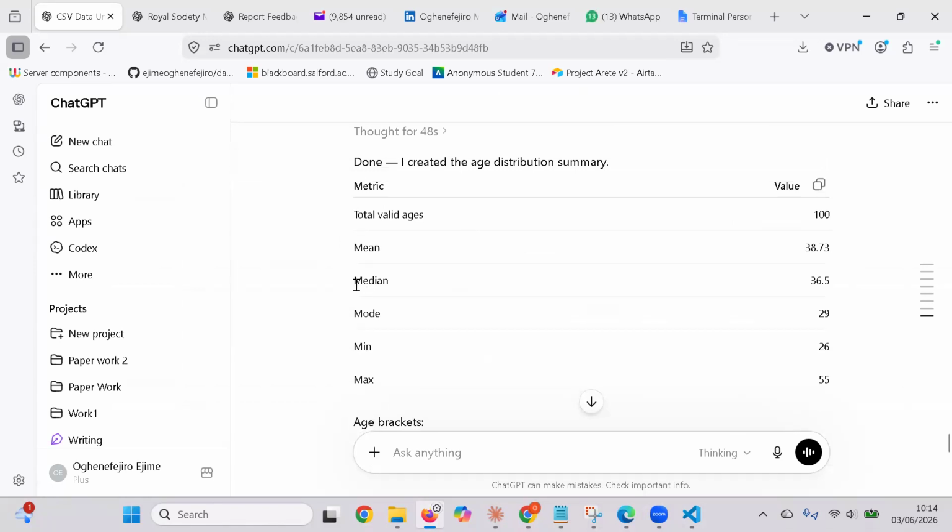38.73. The median, which means exactly at the middle, is 36.5. Then the mode, which is the single most common age in all the ages, is what? 29. The min, which is the smallest in all the ages.